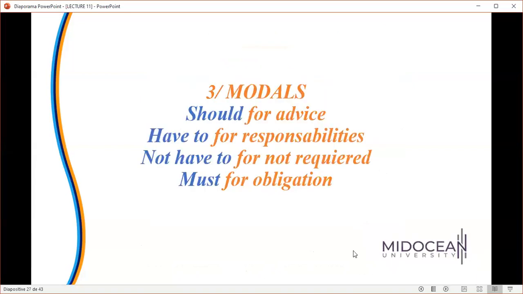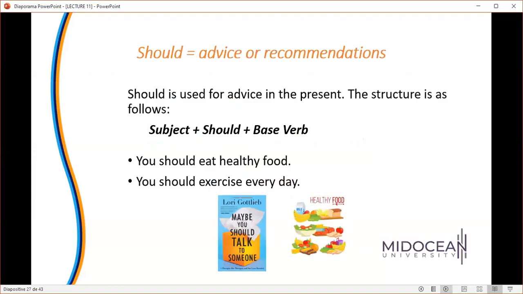Okay. Now let's move on to part 3. You have modal verbs. Here, should. We use should for advice, have to for responsibilities, not have to for not required, and must for obligation. Okay. Let's see more details here.